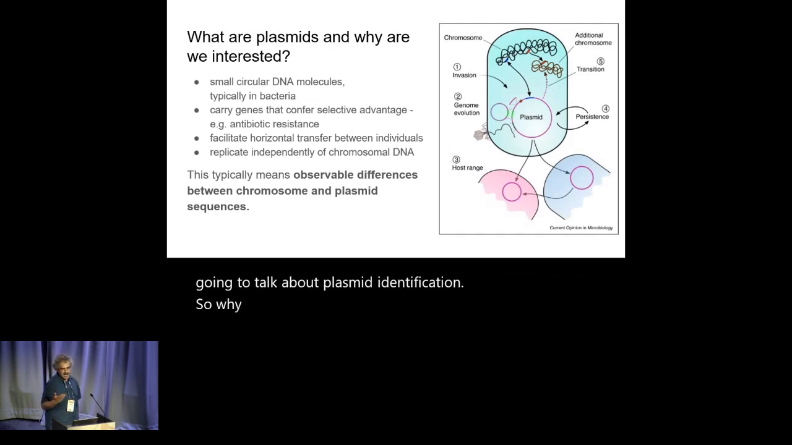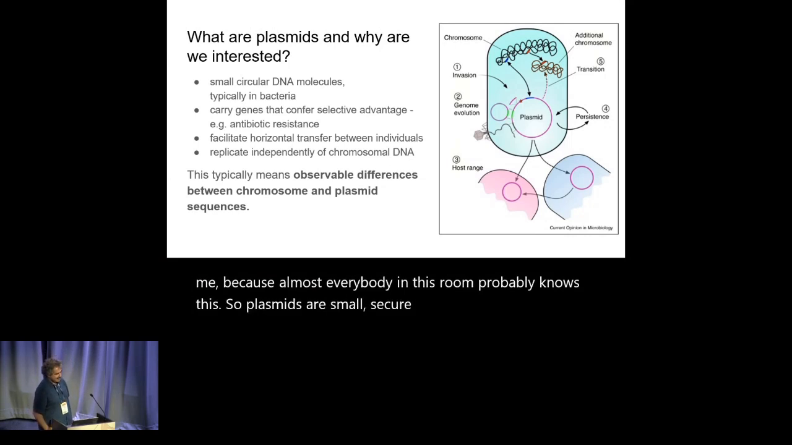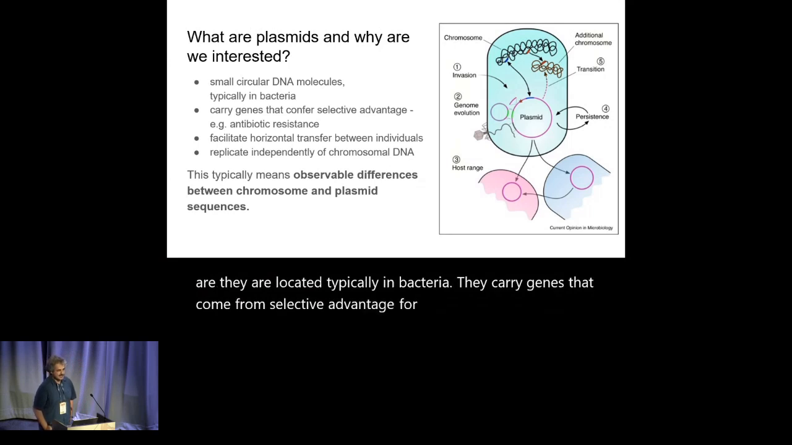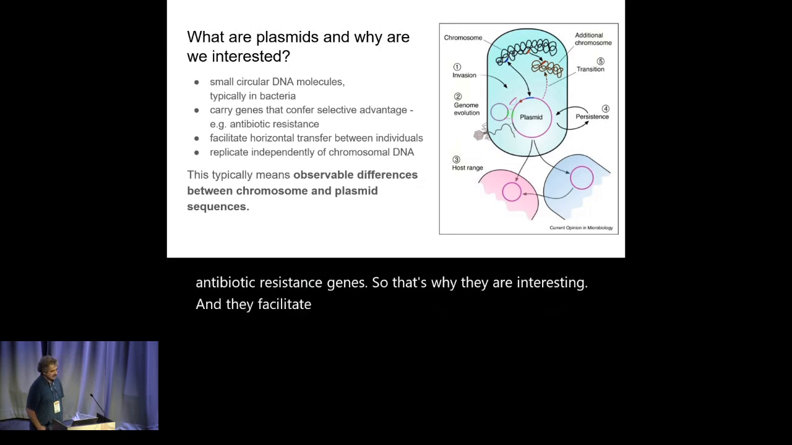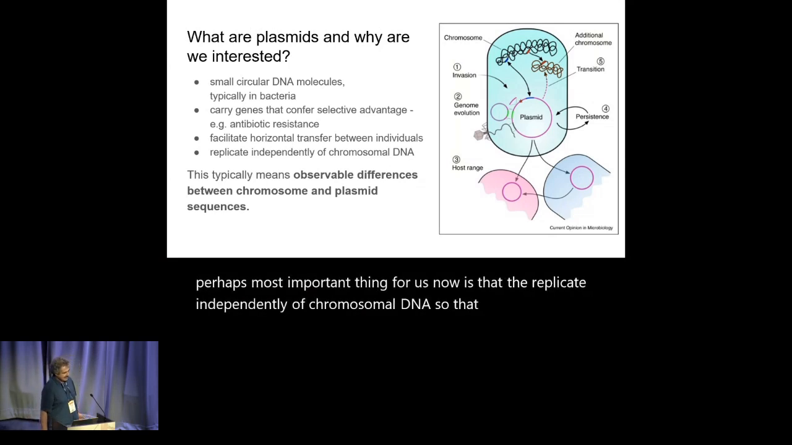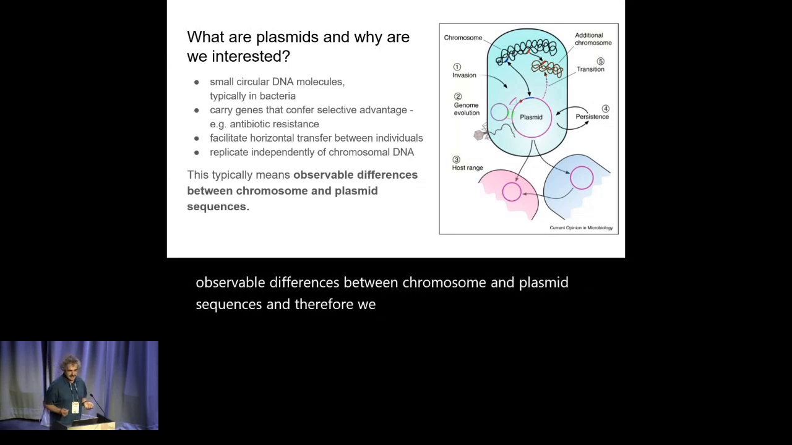Why are we interested and what are plasmids? Just a reminder, because almost everybody in this room probably knows this. Plasmids are small circular DNA molecules, located typically in bacteria. They carry genes that confer selective advantage, for example, antibiotic resistance genes, so that's why they are interesting. And they facilitate horizontal transfer between individuals, and perhaps the most important thing for us now is that they replicate independently of chromosomal DNA. So that means that there are observable differences between chromosome and plasmid sequences, and therefore we can try to identify plasmid sequences just by looking at sequences.